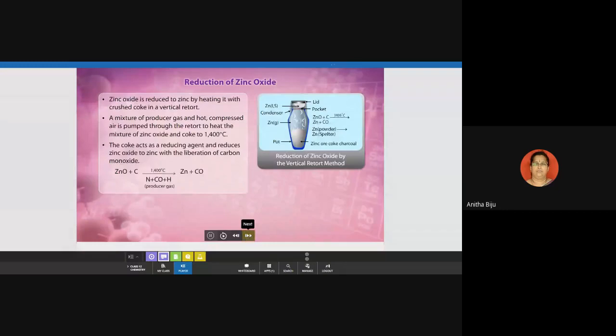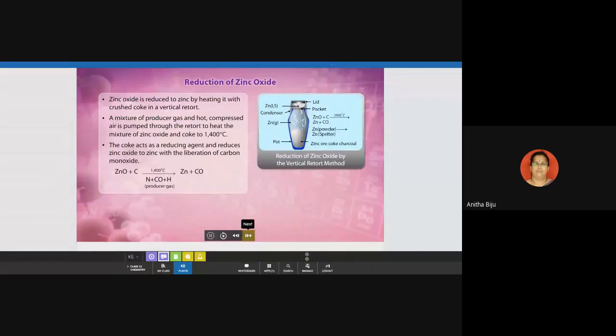Producer gas is a 1:1 mixture of carbon monoxide and nitrogen, plus hot compressed air pumped through the retort to heat the mixture of zinc oxide and coke to 1400 degrees Celsius. So remember the temperature, 1400 degrees Celsius. The coke acts as a reducing agent and reduces zinc oxide to zinc with the liberation of a large amount of carbon monoxide. It is already mentioned there, producer gas, but hydrogen is not there. It is only nitrogen and carbon monoxide.